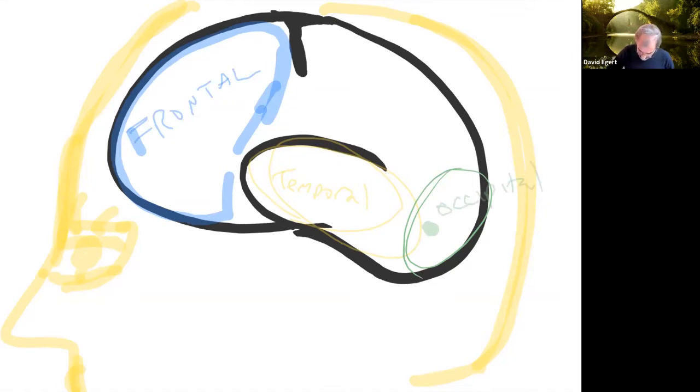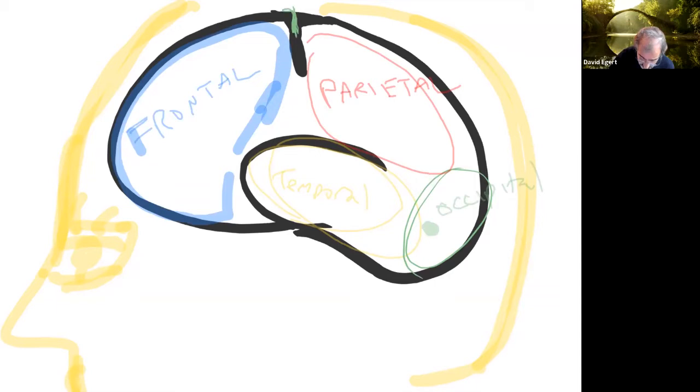And this part here is the parietal. So what we're going to be doing is talking about what's happening in the cortex in these different regions. Some landmarks, again, a little more anatomy.